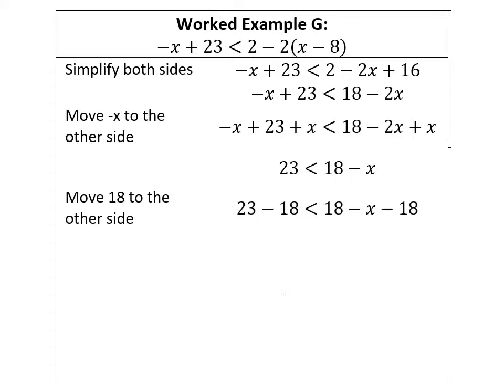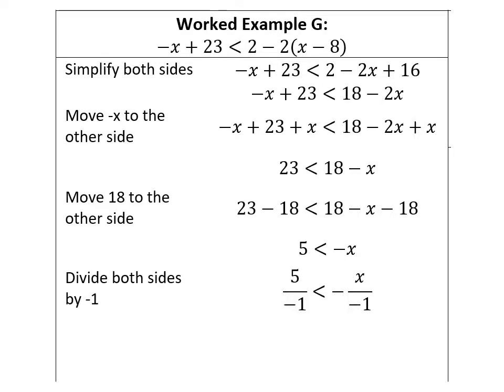Move the 18 to the other side, so subtract 18. That gets us 5 is less than negative x. Get rid of the negative with the x, that means divide both sides by negative 1. When I divide by negative 1, don't forget to flip the inequality symbol's direction. So that gets us negative 5 is greater than x.